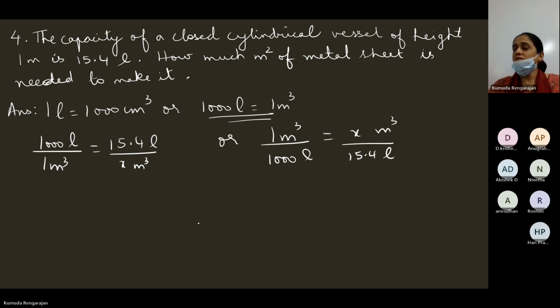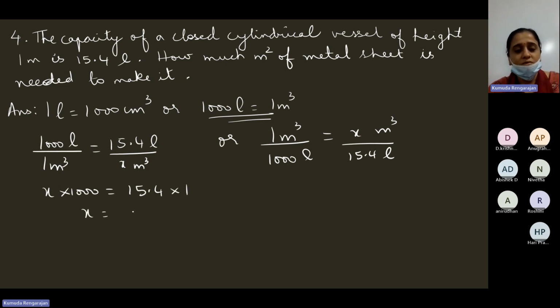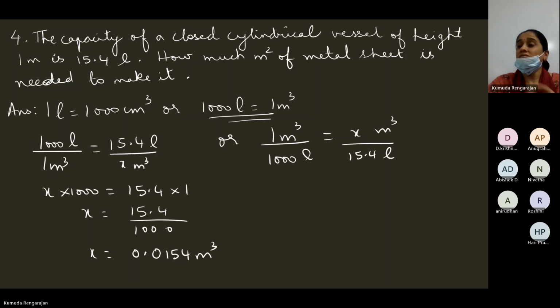Cross multiply. So x into 1,000 is equal to 15.4 into 1. So x is equal to 15.4 divided by 1000. So x is equal to 0.0154 meter cube. Very simple. We have just converted liter to meter cube. That's all. Now we have the volume in meter cube. We have the height.